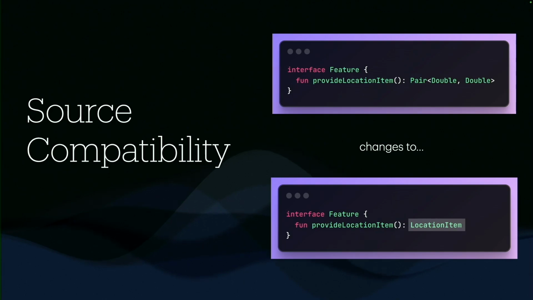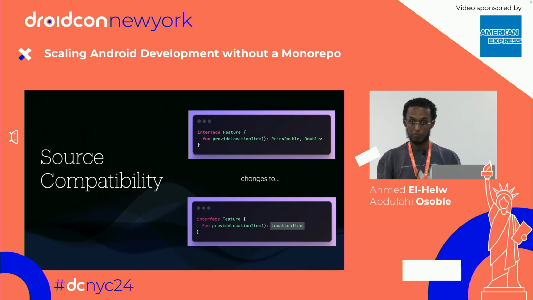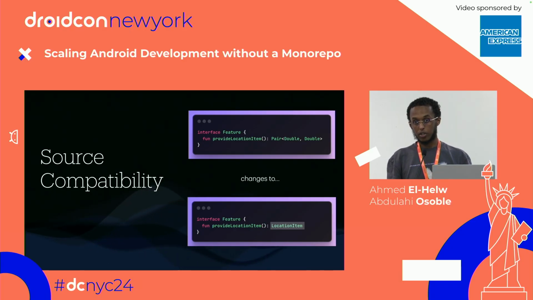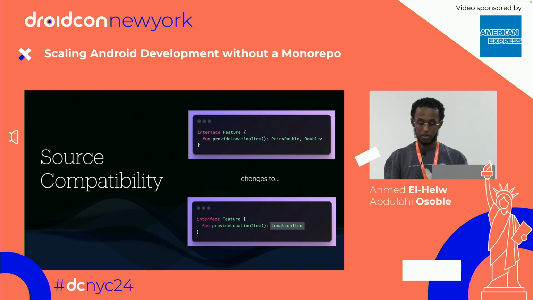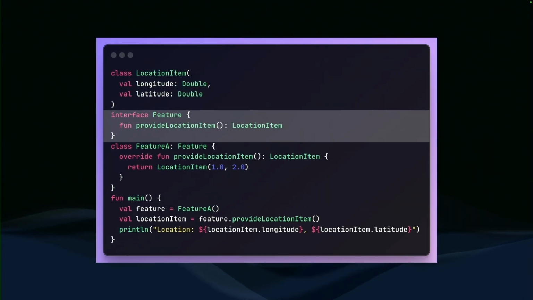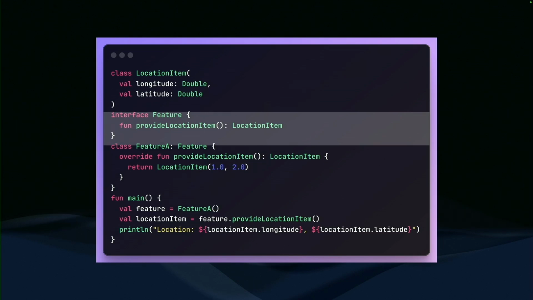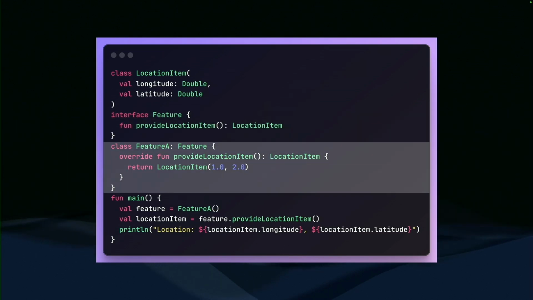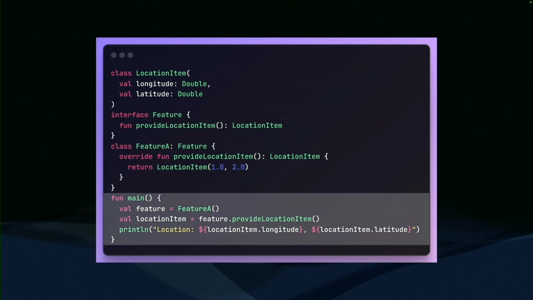Now, once you try to ship that out and compile it, it'll fail at compile time. But the sneakier version of that would be binary compatibility, which would fail at runtime instead of compile time. So how would that look? If we use the same example and we have location item, which is just the longitude and latitude, and we have our feature interface, which provides a location item. Feature A implements it, provides a dummy location item, and then in main, we build a feature, we get the location item, and we print it.